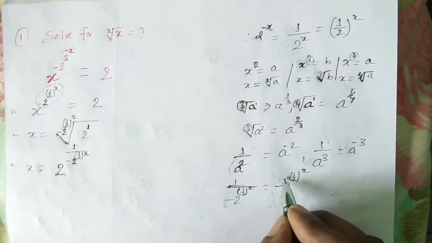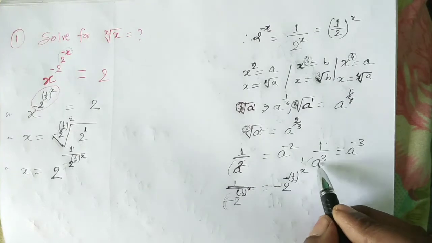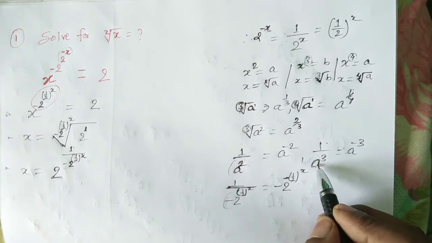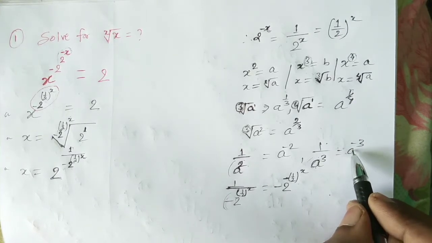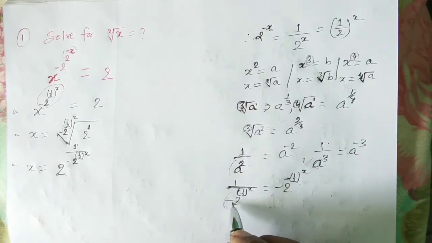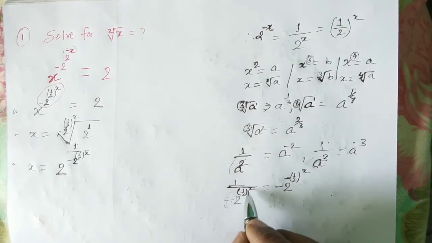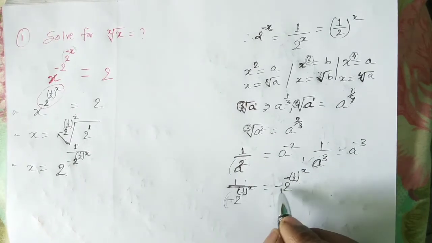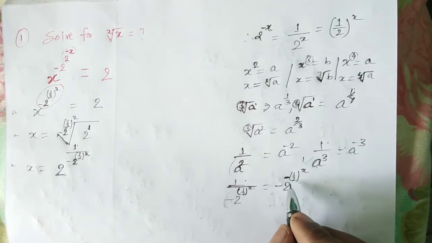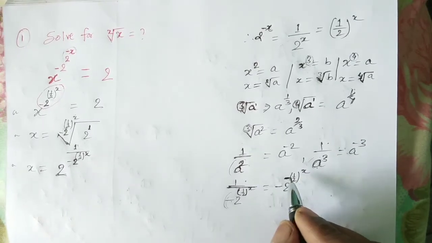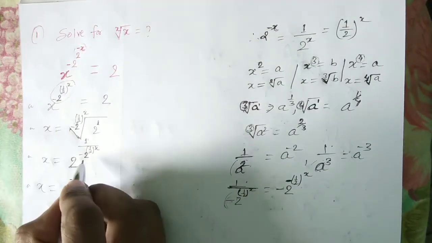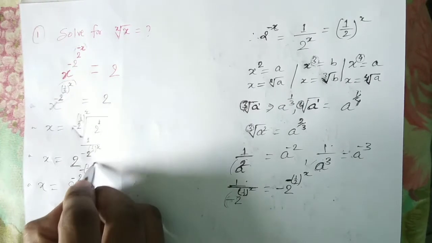See, we have 1 by a cube, that is 1 by a to the power 3. Now if we bring this a to the power 3 to the numerator, then this will have negative power. In the same way, we had here minus 2 to the power 1 by 2 whole power x. So 1 by 2 is the power, and if we bring it to the numerator, then this would have a negative sign here. This will have negative power here, so I have put a negative sign. So in the same way, we can have here x is equal to minus 2 to the power minus 1 by 2 whole power x.